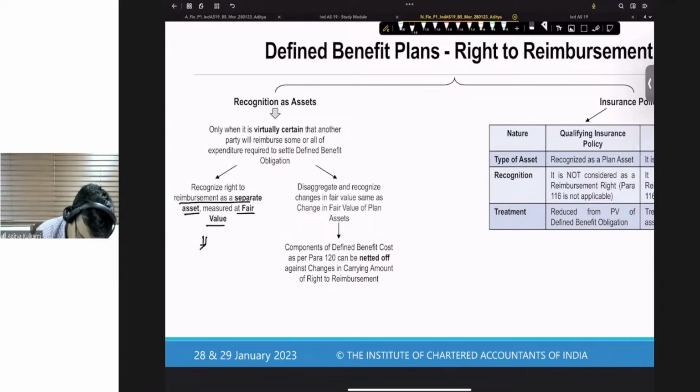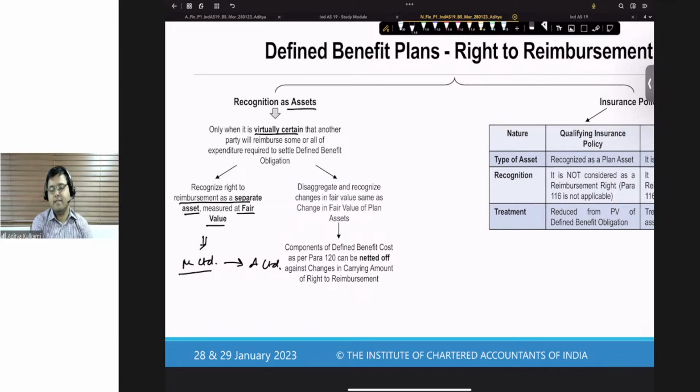So take for example, you are a manpower company, M Limited, and you are providing your services to another company, A Limited. Now, if A Limited is going to reimburse something towards your defined benefit plans, then only M Limited can recognize the right to reimbursement as an asset. This right to reimbursement will be recognized only when it is virtually certain, meaning there should at least be a written contract. Virtually certain means a very high degree of certainty, say more than 95% certain that A Limited will provide some reimbursement. So when another party will reimburse some or all of the expenditure required, then you will recognize the reimbursement right as a separate asset measured at fair value.